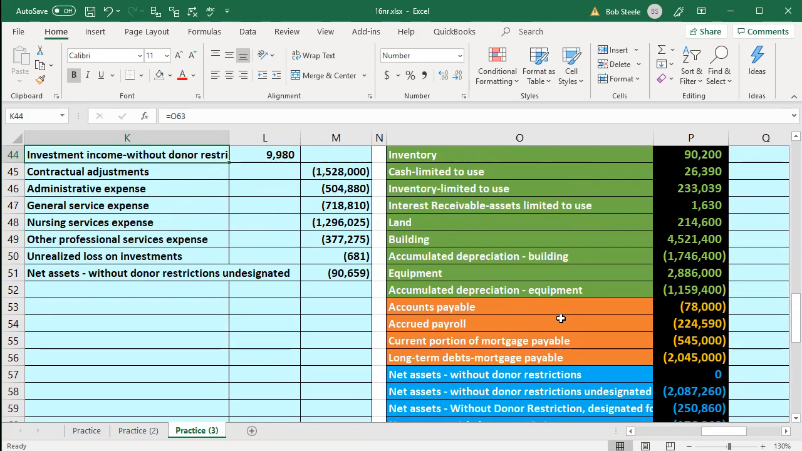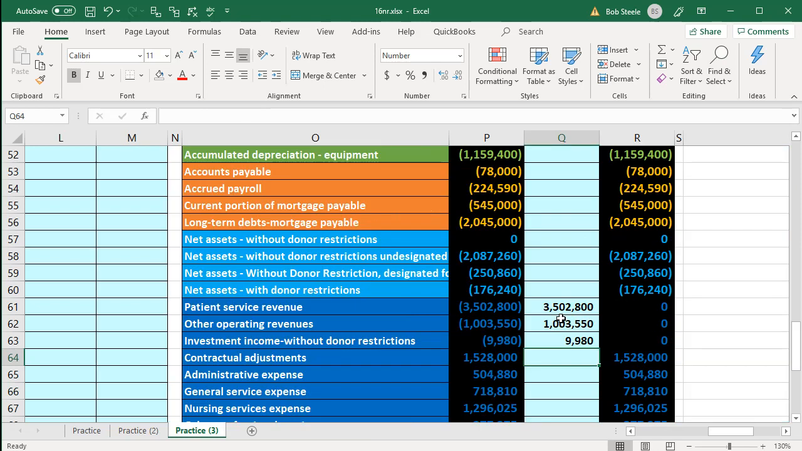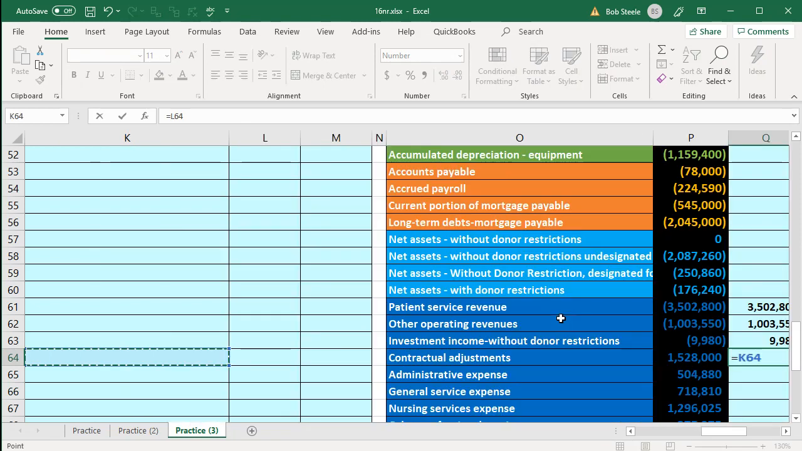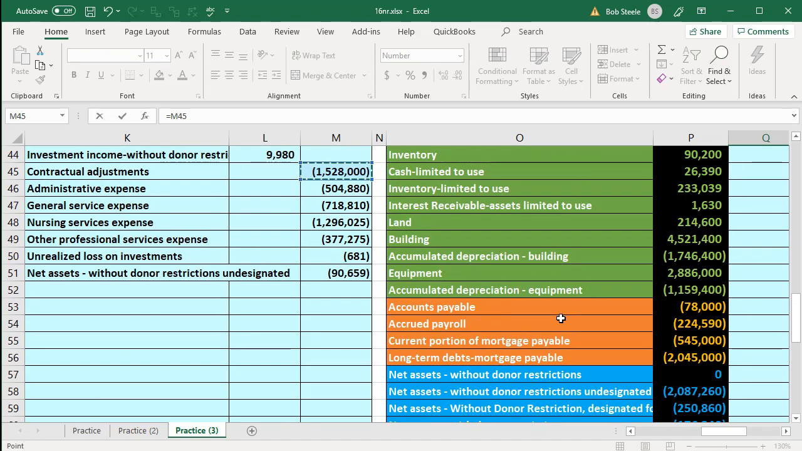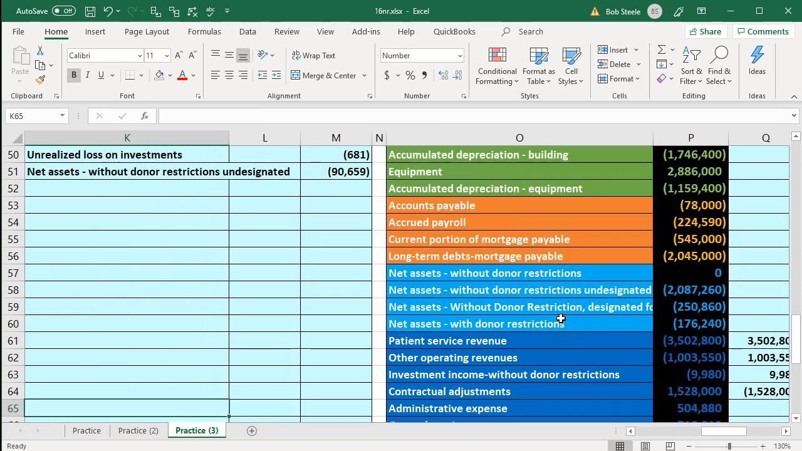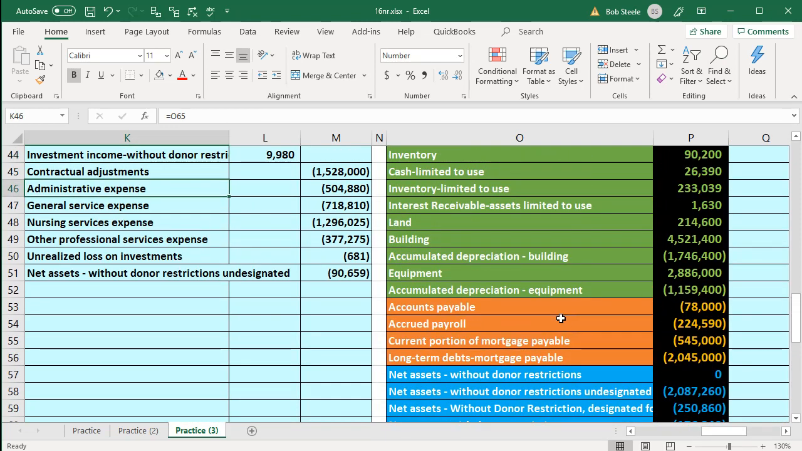Then the next one is going to be the contractual adjustments. That's going to be in cell Q64, where we will say equals, scroll back up to the contractual adjustments and pick up that number and enter. And these are, of course, will be in order. We could autofill them down, which I will do after this one. So here's the 5,480 to the administrative expense.